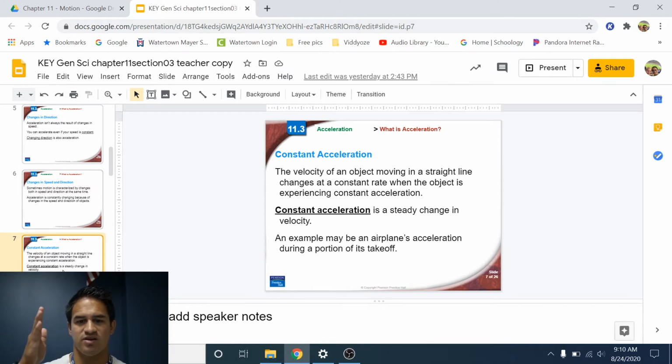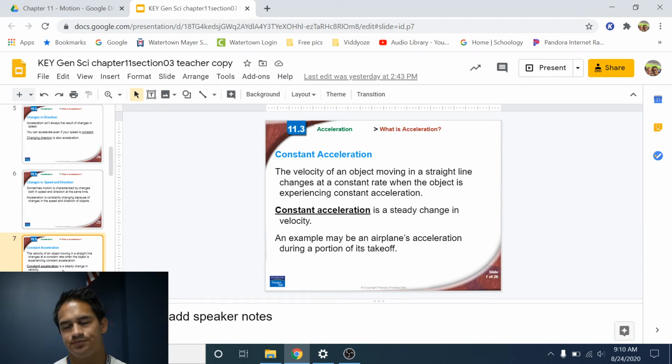So it could be that at 1 second, the car is going 15 miles an hour. And then at 2 seconds, it's now going 30 miles an hour. So it's increased by 15. Then at 3 seconds, it's going 45 miles an hour. And then at 4 seconds, it's going 60 miles an hour. So every second that goes by, its speed is increasing by 15 miles per hour, which means that its acceleration is constant because its speed is increasing at a constant rate.